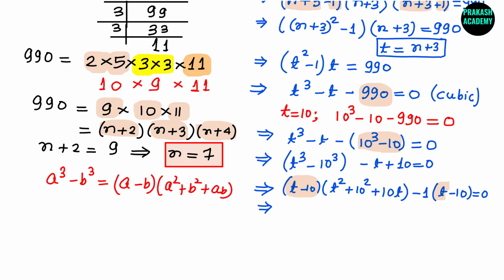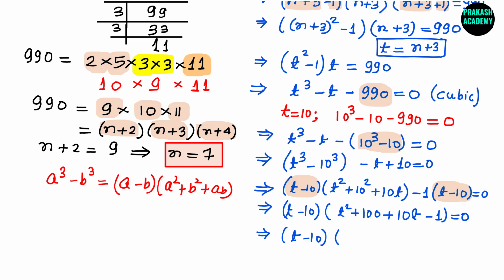Now t minus 10 is here and t minus 10 is also here. We can take this outside. So we will have t minus 10 multiplied by t square plus 100 plus 10t minus 1 is equal to 0. This means t minus 10 into t square plus 10t plus 99 is equal to 0.